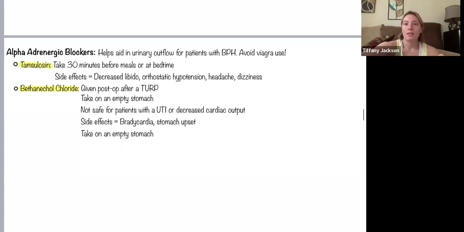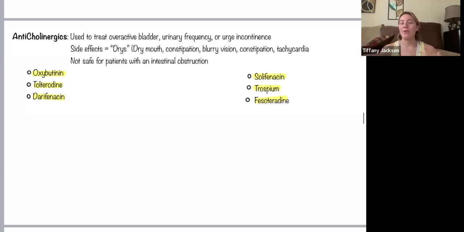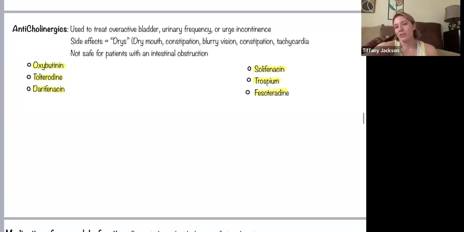All right, my friends. Now we have our anticholinergics. We've talked a little bit about our anticholinergic drugs, but these medications specifically are used for patients with overactive bladder, urinary frequency, or urge incontinence to help dry them up a little bit. Therefore, the side effects are going to be our anticholinergic dries: dry mouth, constipation, blurry vision, tachycardia. Not safe for patients with intestinal obstruction or patients with glaucoma. And I've listed them here for you guys. Most often we've got our oxybutynin, trospium. These are very common anticholinergics.